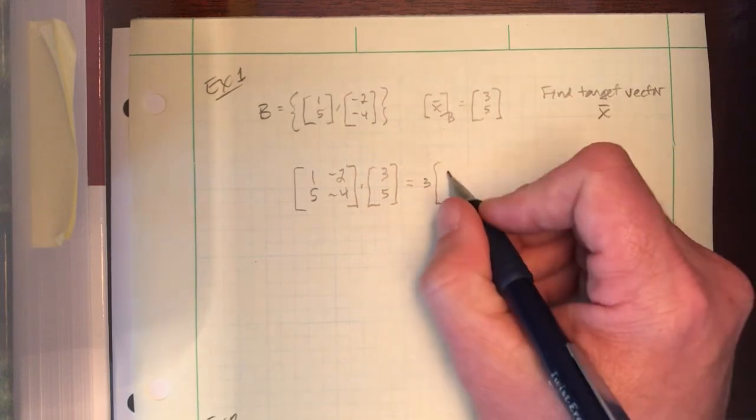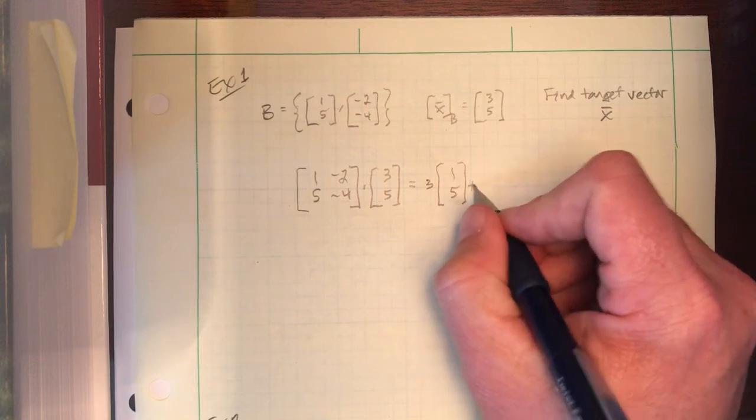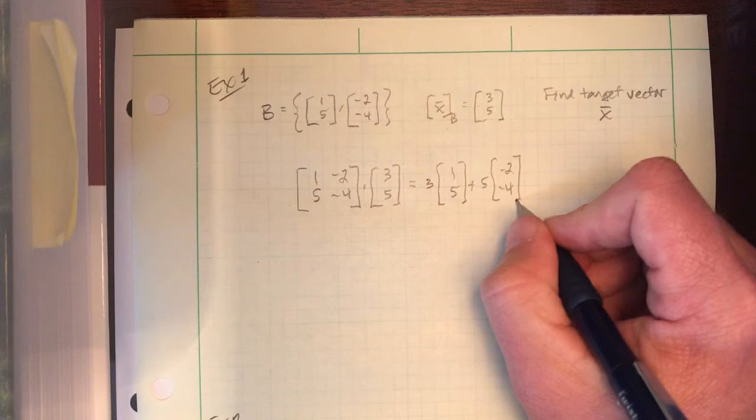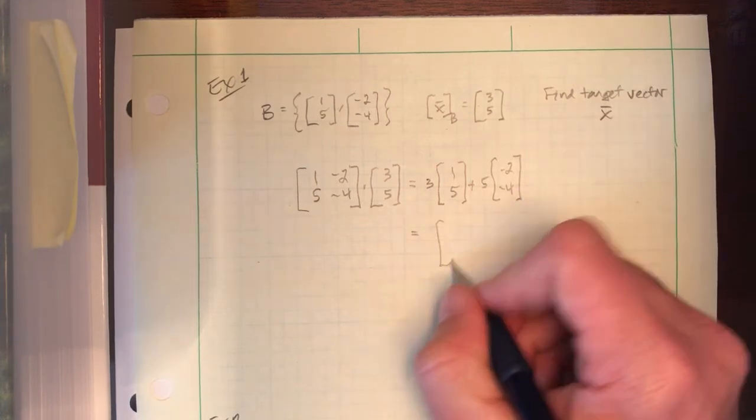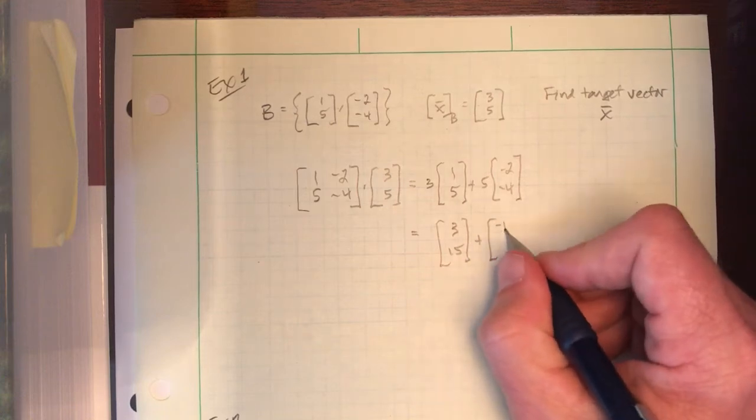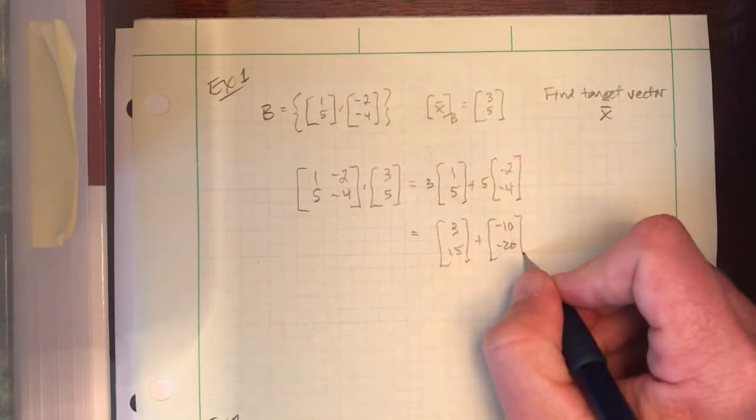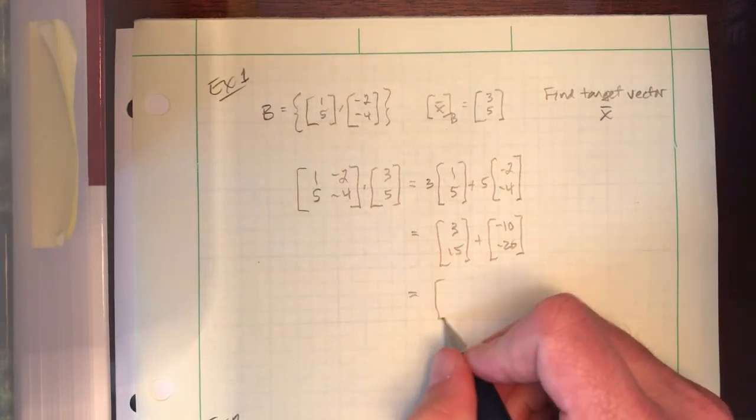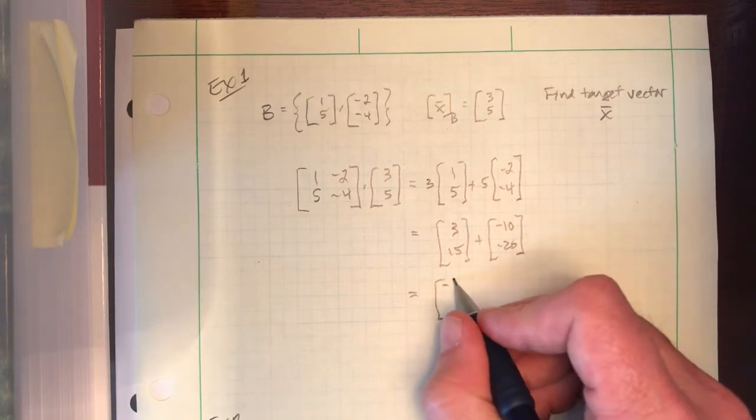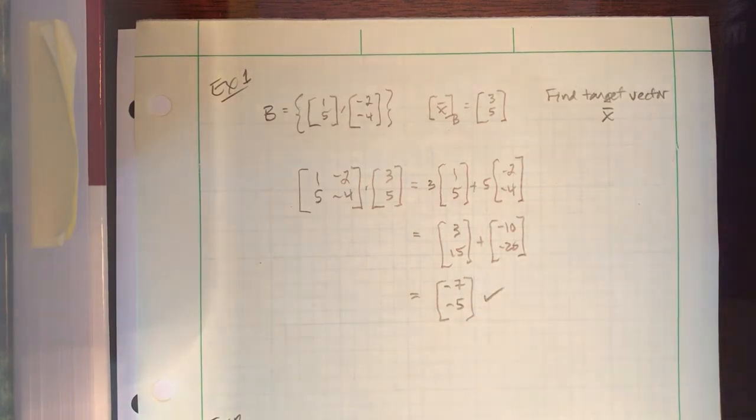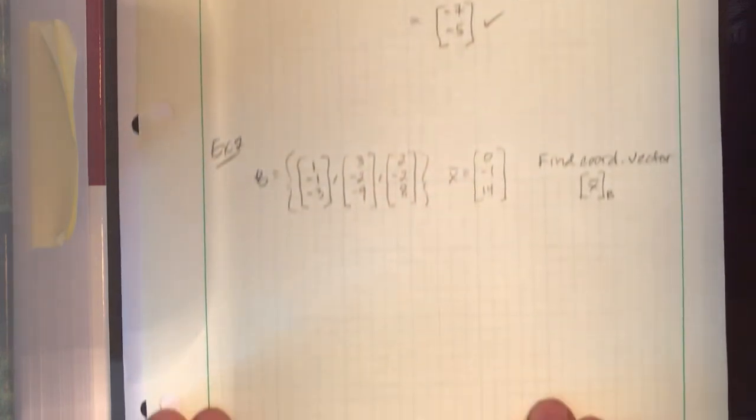If I had 3 of the first column added to 5 of the second, that gives me my final target vector of -7, -5. Boom, we got it.